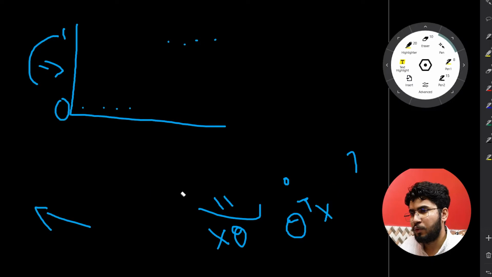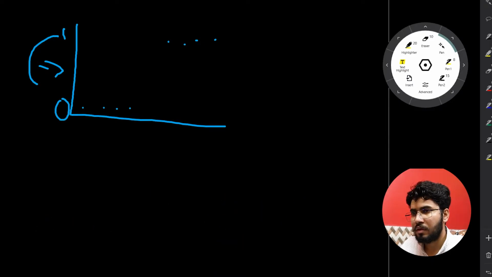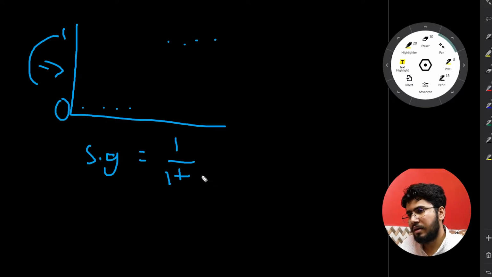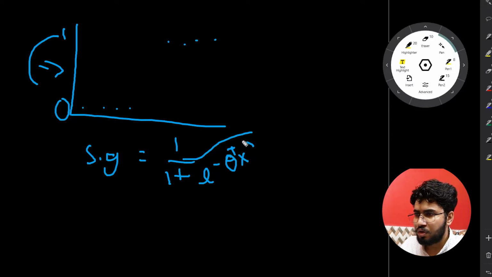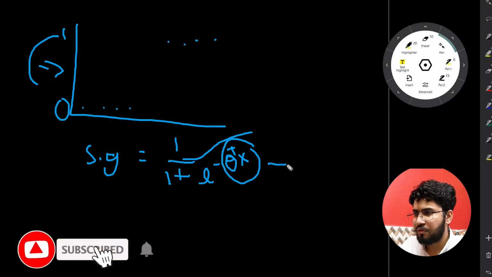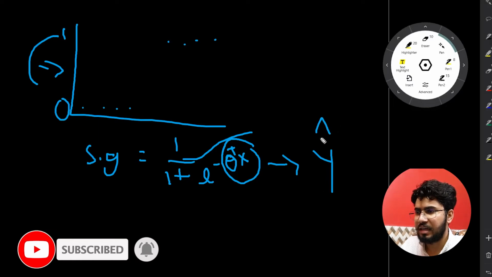Let me explain what a sigmoid function is. The formula for the sigmoid function is 1 upon 1 plus e to the power minus theta transpose x. Using this part, theta transpose x, we were finding our output for linear regression. So this was y hat, basically.